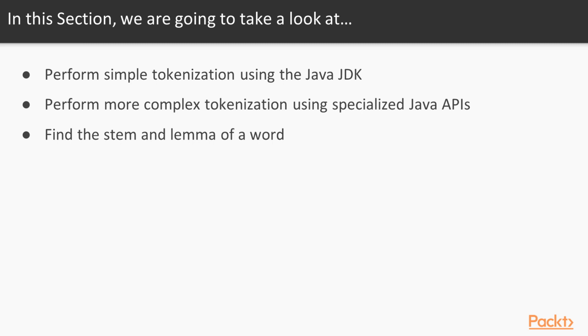Another important task when we look at parts of speech is to find the stem or lemma of a word. The stem refers to the base of a word, the root of a word, and the lemma refers to more what they call the dictionary meaning of a word. And these are slightly different in some respects, and they each have their own place and purpose.